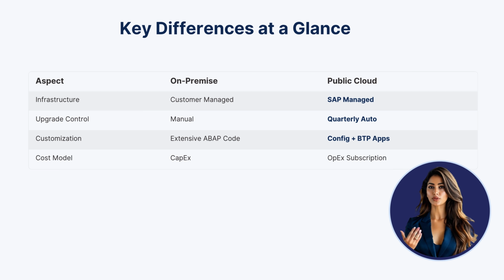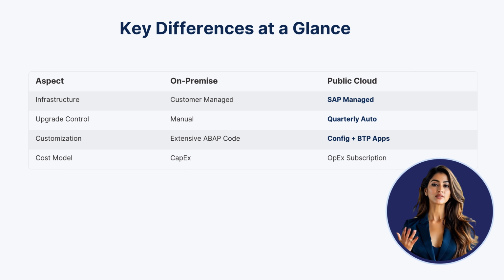Key differences at a glance. On-premise systems are customer-managed, upgrade manually, and allow full custom code. S/4HANA Cloud Public Edition, on the other hand, is SAP-managed, upgraded quarterly, and extended via BTP apps. Cost structures differ too. On-premise is a CapEx investment. Cloud follows an OpEx subscription model with predictable pricing.